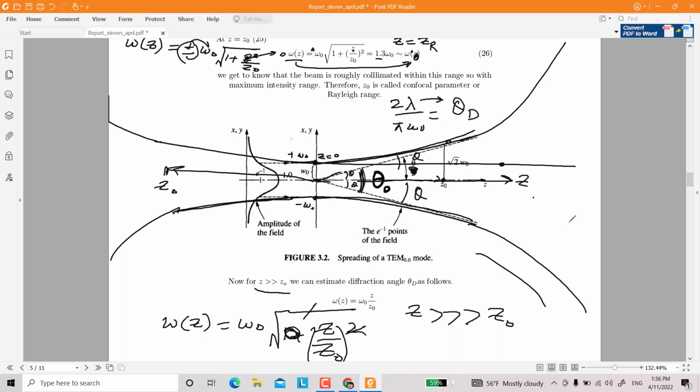Similarly, if you have a beam with a minimum beam waist, it has a tendency to diverge or diffract very fast. That is why theta d is directly related to lambda and inversely related to omega naught. So this clearly identifies that this is right, and it is in agreement with our common sense.